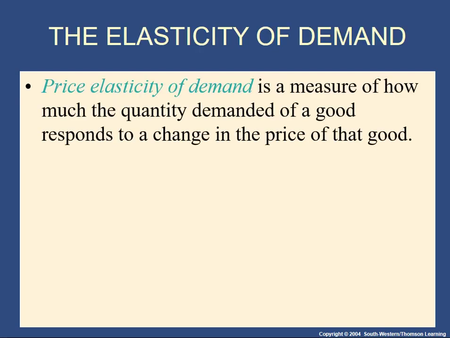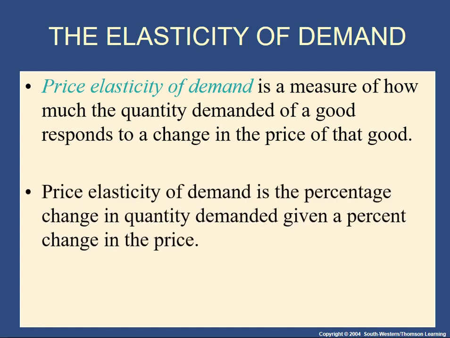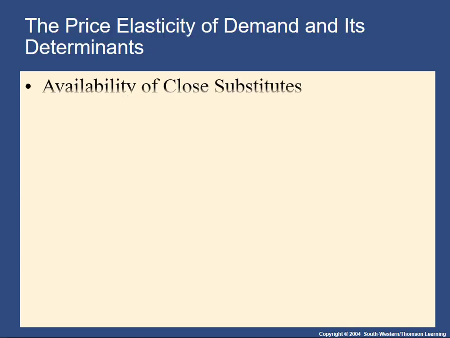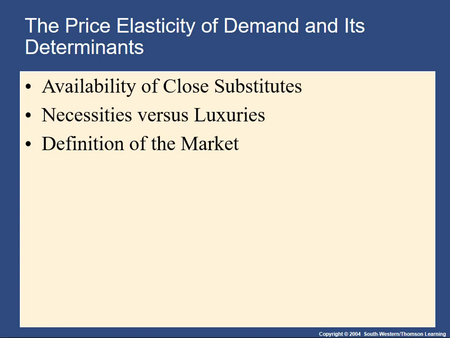Okay, there are a bunch of different elasticity measures, and the one that's the most important for this class, the one we'll talk about most, is the price elasticity of demand. It's going to measure how much the quantity demanded of a good responds to a change in the price of that good. The price elasticity of demand is simply the percentage change in quantity demanded for a given percentage change in the price. So what affects the ability of certain goods to be substituted for others?